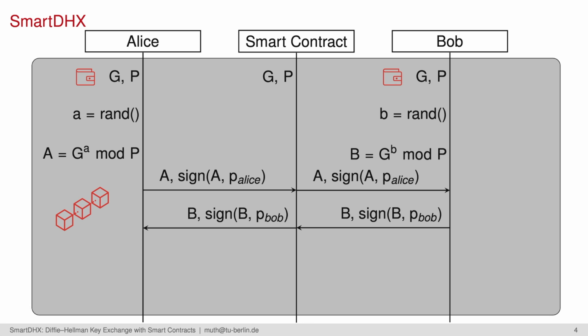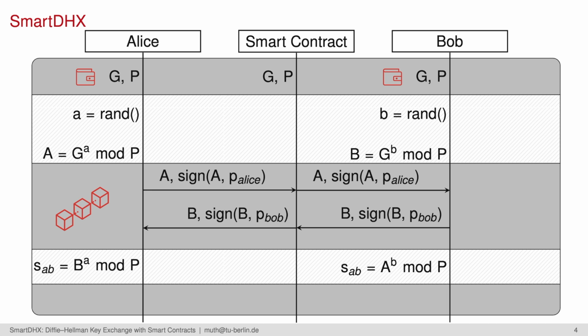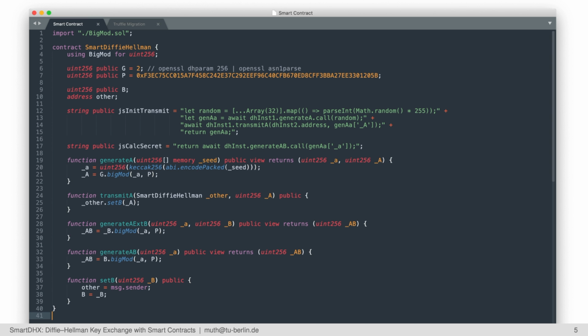The smart contract cannot change the values unnoticed because its code and execution can be tracked and verified. But the random numbers and the final secret key should not be exposed to the blockchain, of course. That's why the smart contract only provides the logic, but the execution of the marked lines here will only happen locally. Now let's have a look at the code, which is also available on GitHub.